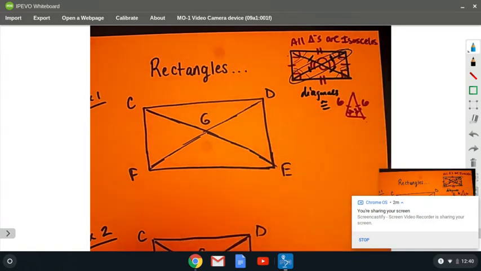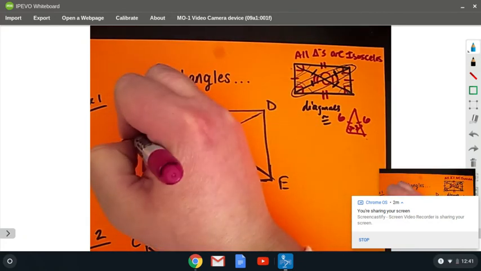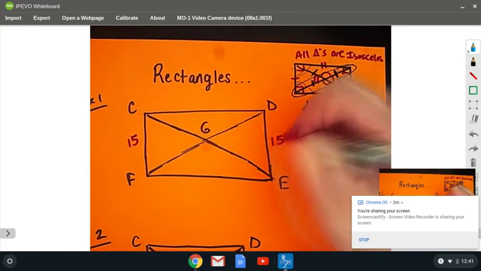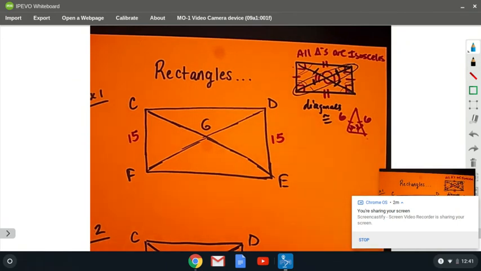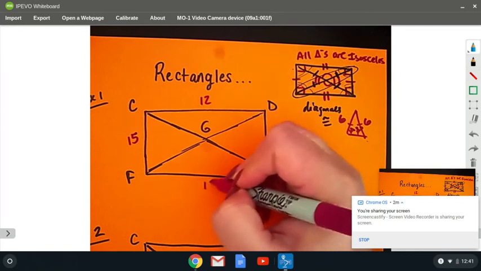So now with that information, let's go ahead and jot up a picture here. So if I say that this is 15, that means this side would also be 15. Same thing with these sides. If I said this was 12, this would also be 12.